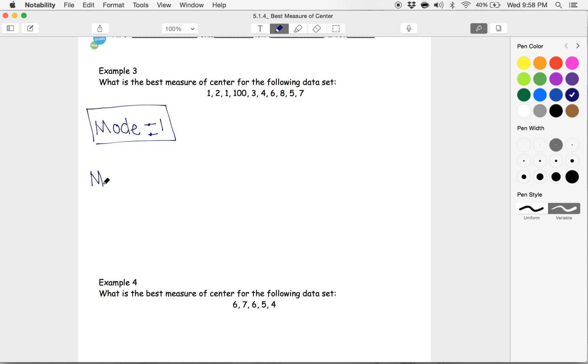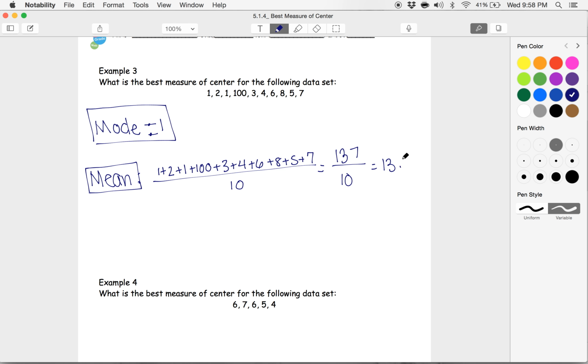Okay, let's find the mean next. To do that, I have to add. I'm finding the sum of all my data values. I divide by how many? 1, 2, 3, 4, 5, 6, 7, 8, 9, 10. So we're going to do 1 plus 2 plus 1 plus 100 plus 3 plus 4 plus 6 plus 8 plus 5 plus 7. This looks like I'm getting 137 over 10, which is the same as 13 and 7/10.